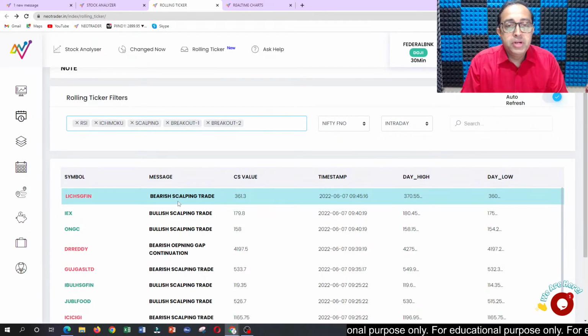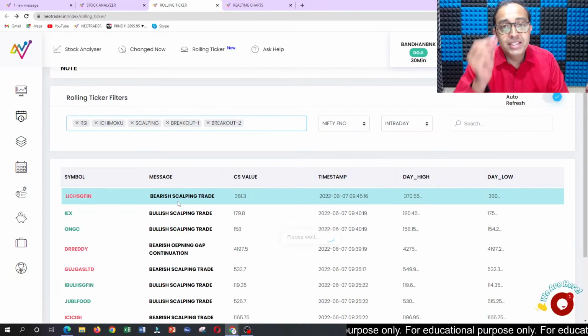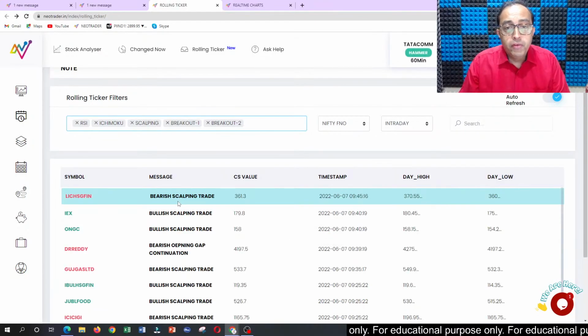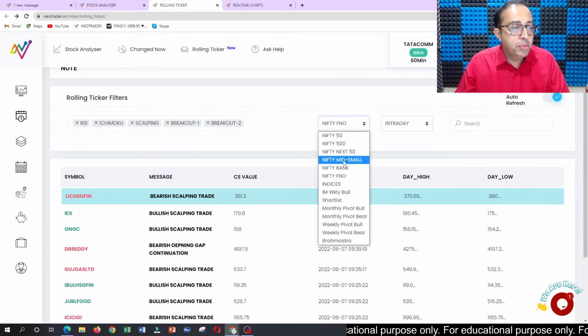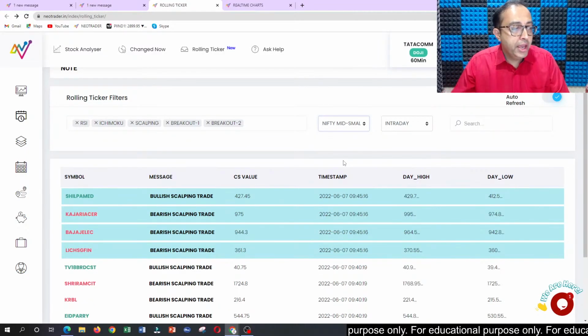NeoTrader enables traders across the world who want to participate in Indian markets to know which stock is moving and which stock is moving in which direction. That's the most important clue. How will you get to know that? Now, some of you may be trading in mid and small caps. So, okay, go for mid cap or small cap. You can see here in mid cap or small cap, you're getting a bullish trade in Shilpa Medicare.